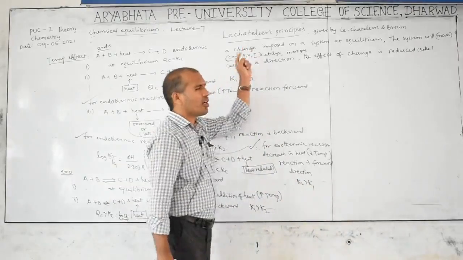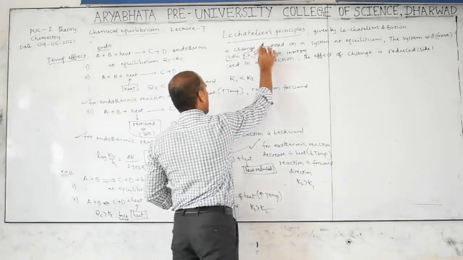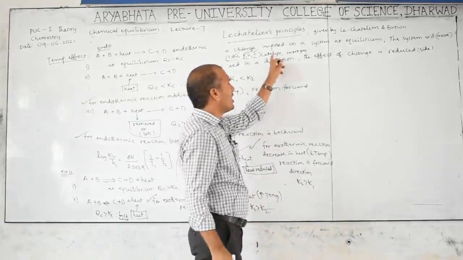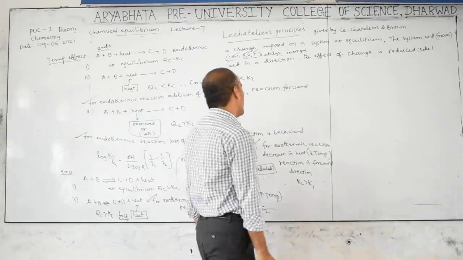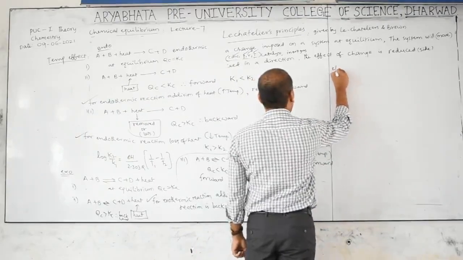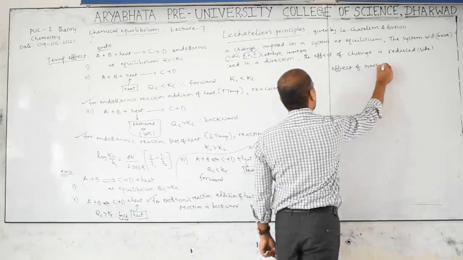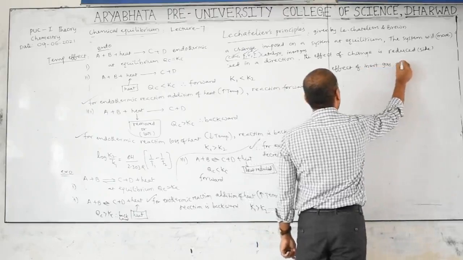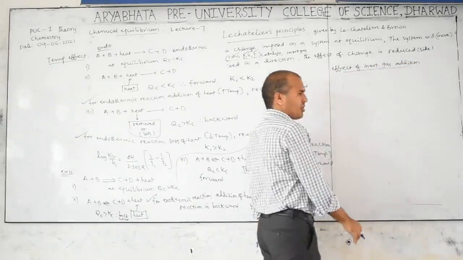Now in Le Chatelier principle, observe: concentration part completed, pressure and volume completed, temperature completed. Before that, catalyst is also there and inert gas is there. Now first I will discuss the inert gas addition. So the next is the effect of inert gas addition.